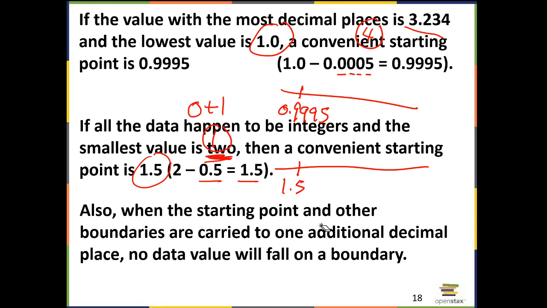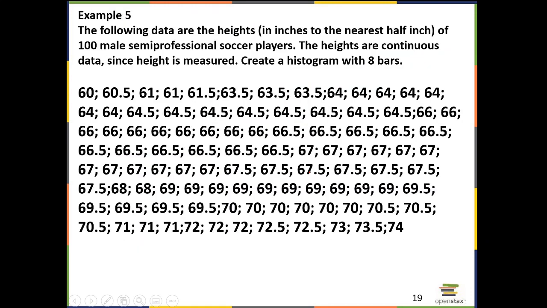Also, when a starting value, starting point, and other boundaries are carried to 1 additional decimal place, no data value will fall on a boundary. That's why we use this trick. So let's look at an example.